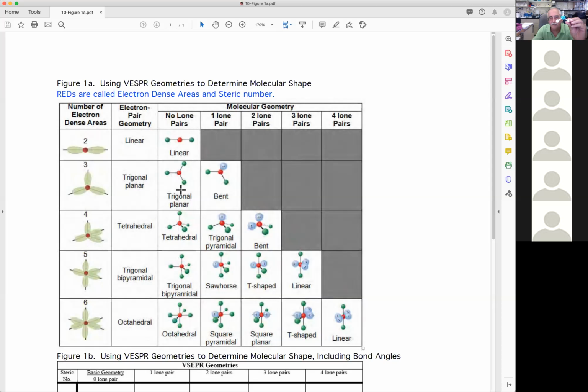Because the X-ray diffraction does not see this. This is what X-ray diffraction sees. It's bent. The bond angles are still 120 degrees because that unvisualized electron pair still pushes the other electron pairs down.